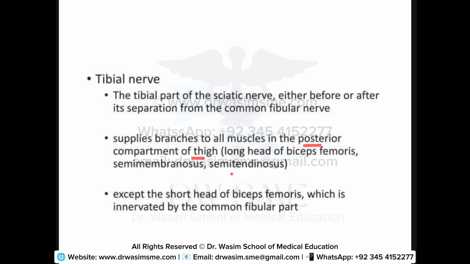So this is a concept which says that before its division, the root fibers which are going to later on become the tibial nerve are the same fibers supplying the muscles of the long head of the biceps, semimembranosus, and semitendinosus. However, there is an exception: the common peroneal part, which is coming directly from the roots, is supplying the short head of the biceps femoris. That is the difference that you need to remember, because muscles which have dual nerve supply are frequently tested in the form of MCQs in various MCQ exams.